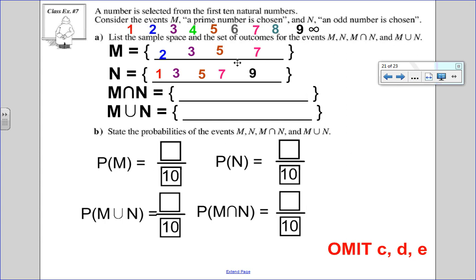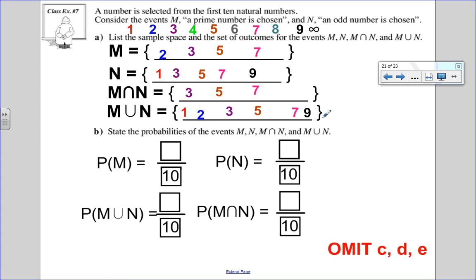M and N is the overlap. So you can see here they have an overlap of 3, 5, and 7. M or N is all the ones in M or all the ones in N. So I'm going to take all of the ones in N, or all the ones in N or both. So I'm missing from N the number 1. So 1, 3, 5, 7, and then I'm missing the number 9. So that would be the ones in M or N.